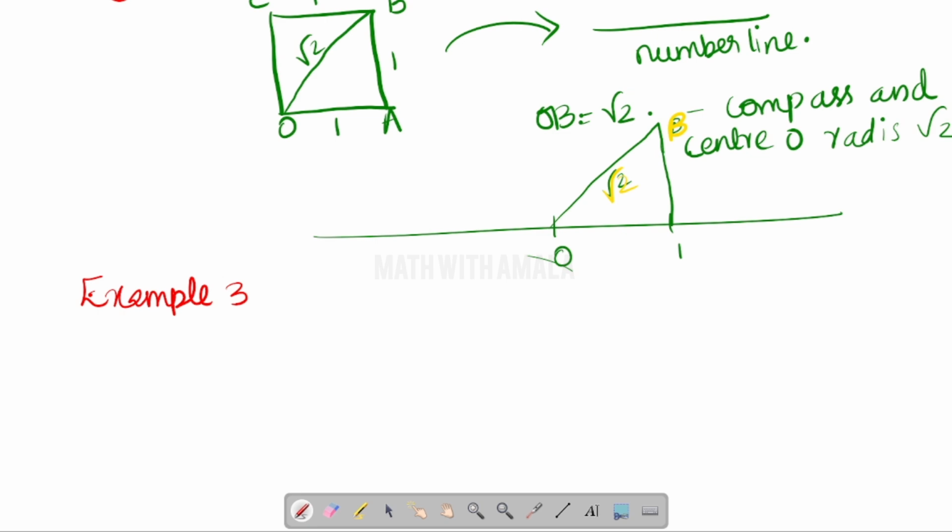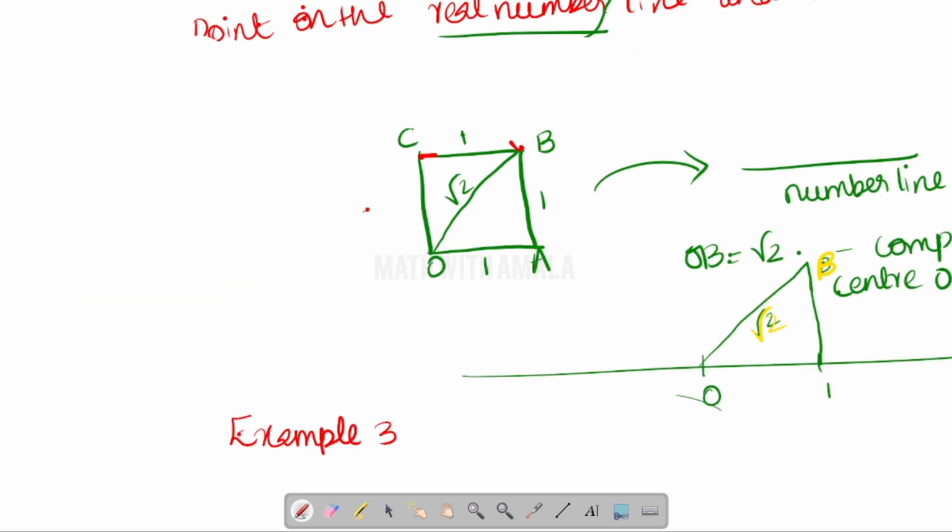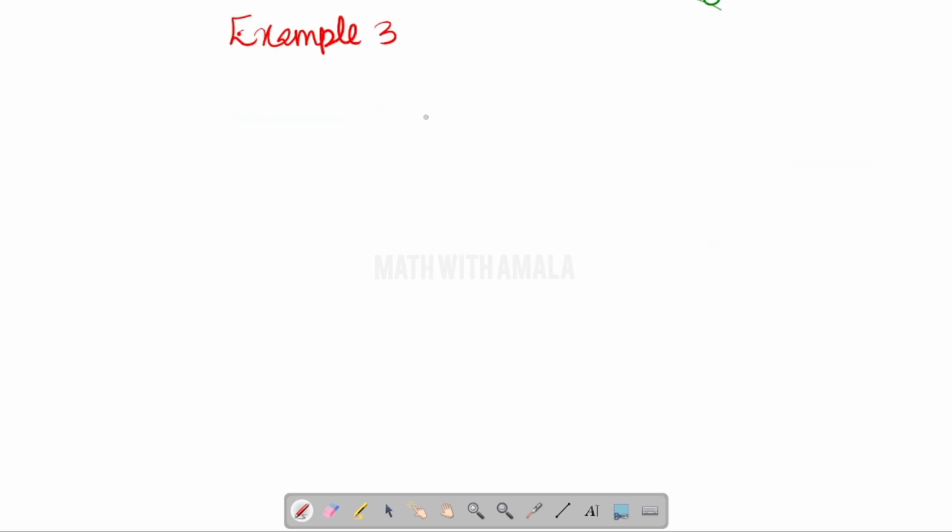Now let's move to the next example, which is example number 4, not 3. 3 we have already discussed. So example number 4 is to locate root 3 on the number line. We have represented root 2 on the number line with the arc. We can use the same method to represent root 3 also. So where is root 3? Root 3 can be found through the same method as we found for root 2. We can use the right angle triangle or the square method.